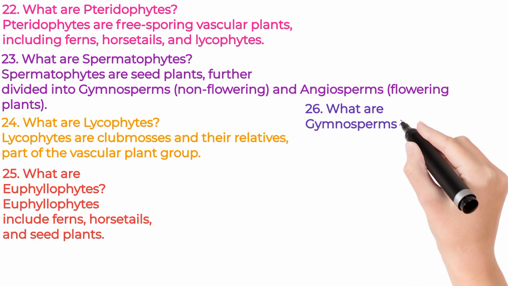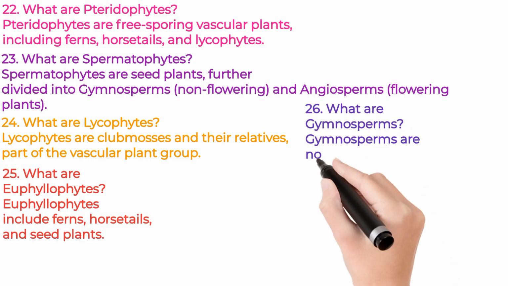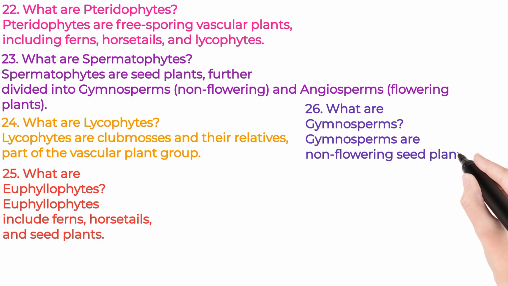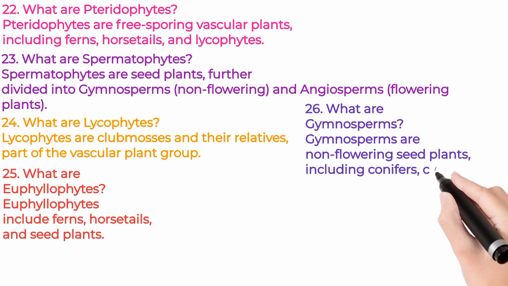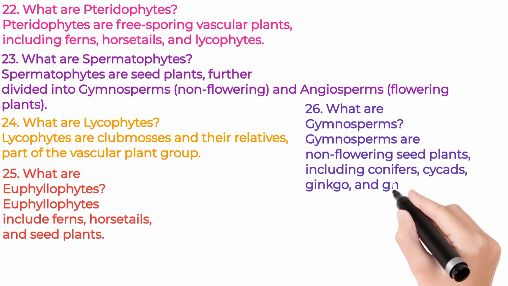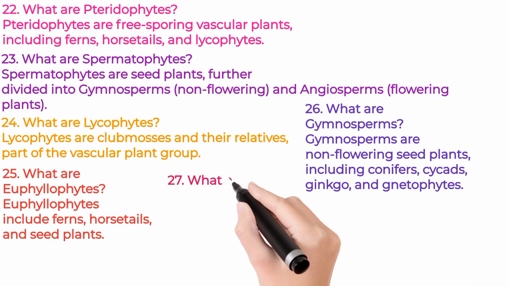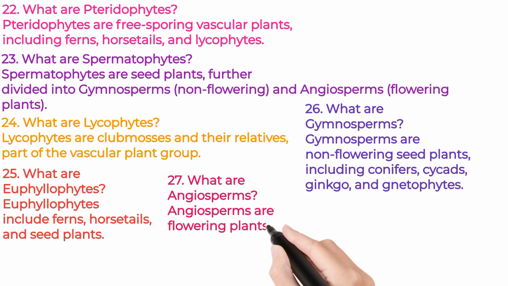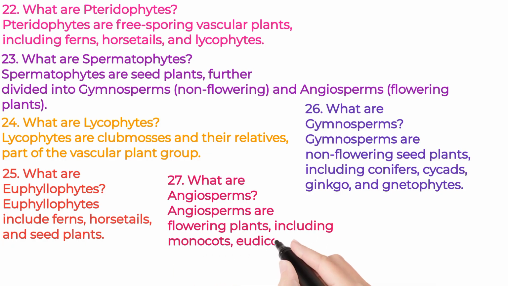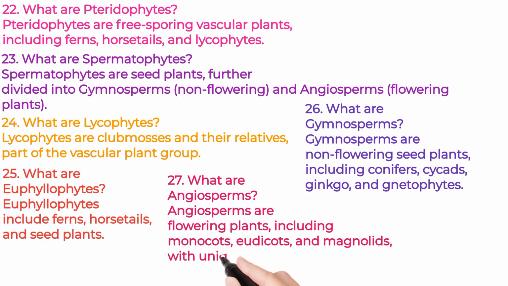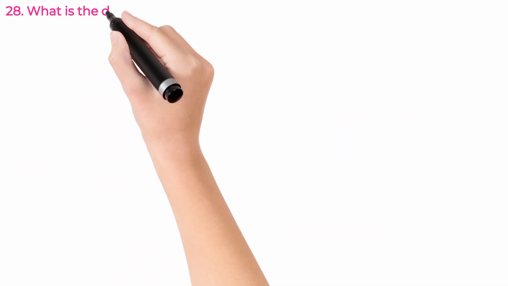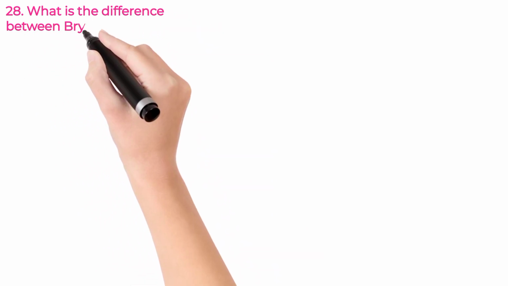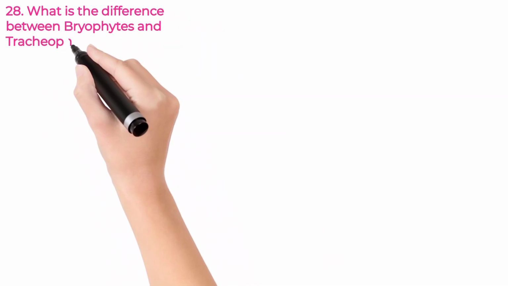26. What are gymnosperms? Gymnosperms are non-flowering seed plants, including conifers, cycads, ginkgo, and gnetophytes. 27. What are angiosperms? Angiosperms are flowering plants, including monocots, eudicots, and magnoliids, with unique structural traits like flowers and fruits.